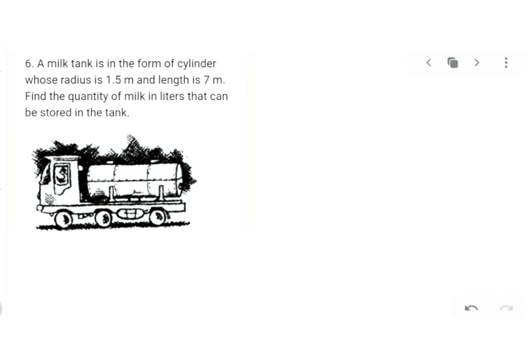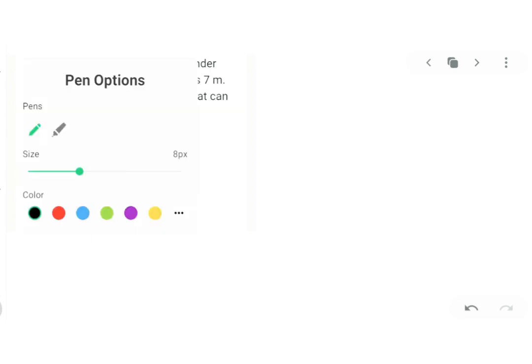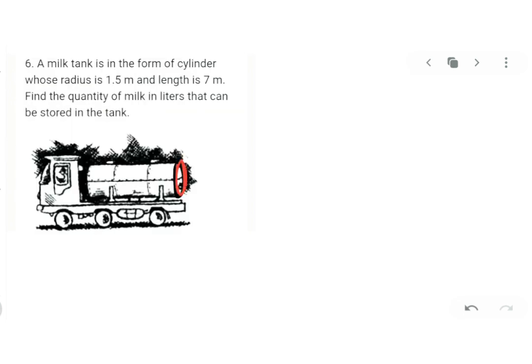It goes, a milk tank is in the form of a cylinder whose radius is 1.5. So this is a cylinder here. I'll mark red for this. This is the cylinder structure if you can see. The radius is given as 1.5. The length, that means height, is given as 7 meter. Find the quantity of milk in liters that can be stored.